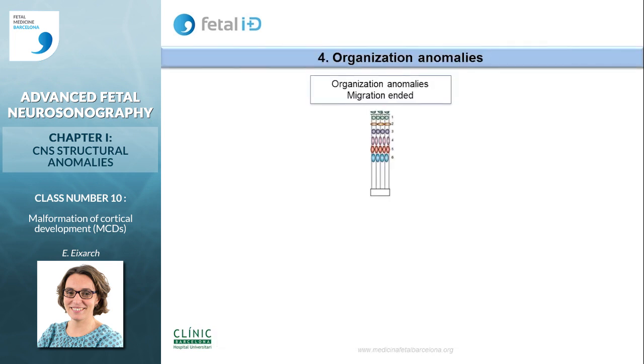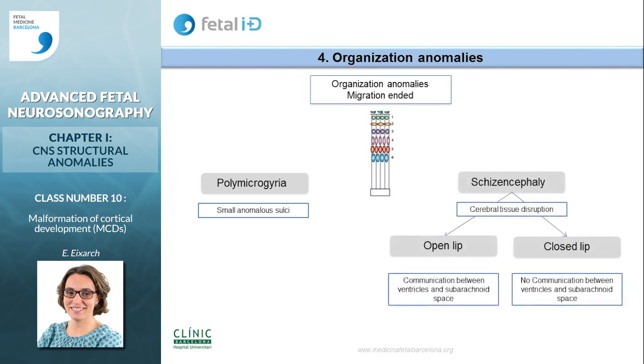Finally, let's talk about the organization anomalies. Here we find a defect in the connection between the layers, and there are two types. Polymicrogyria, in which there are small anomalous sulci, or schizencephaly, in which there is a cerebral tissue disruption. And here we find two types as well: the open lip, where there is a communication between the ventricles and the subarachnoid space, and the closed lip, in which there is no communication.